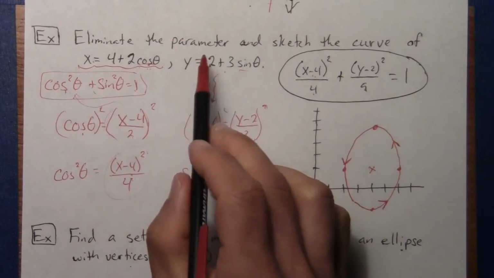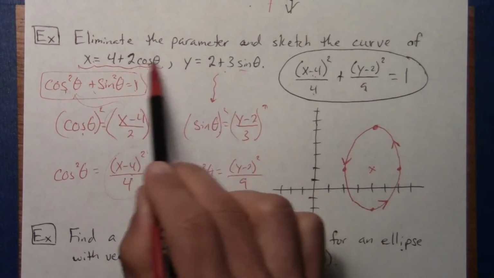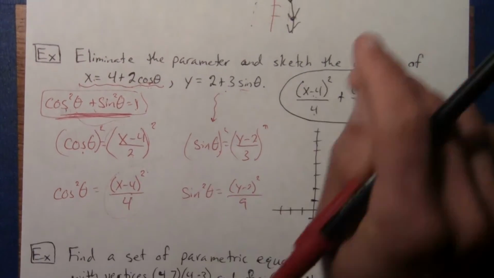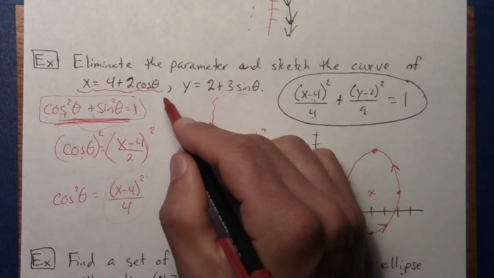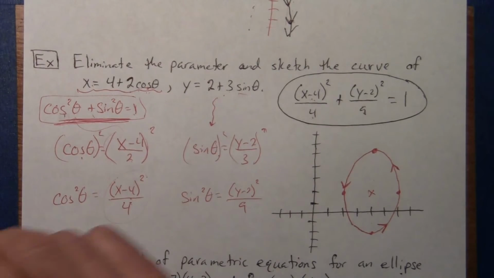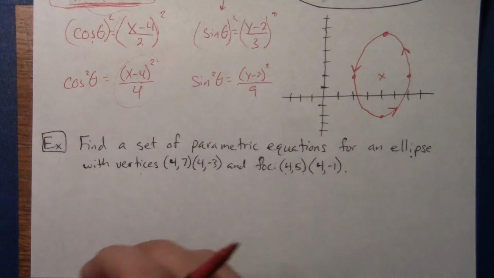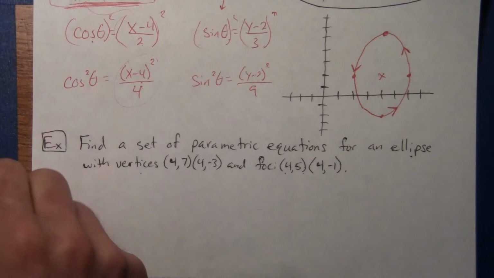Alright, so anytime you're going to eliminate the parameter and you see sine and cosine in the formulas, that's the identity that you would want to use. If you see tangent and secant, then you're going to use a different formula, and you can find that one in your notes.